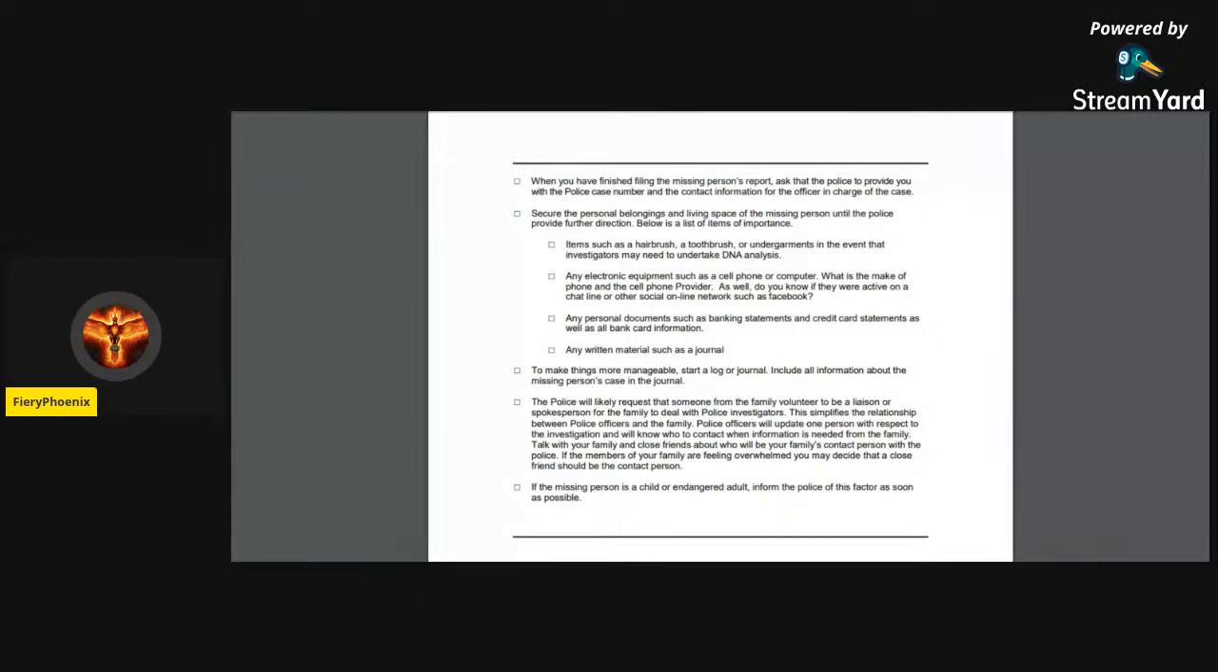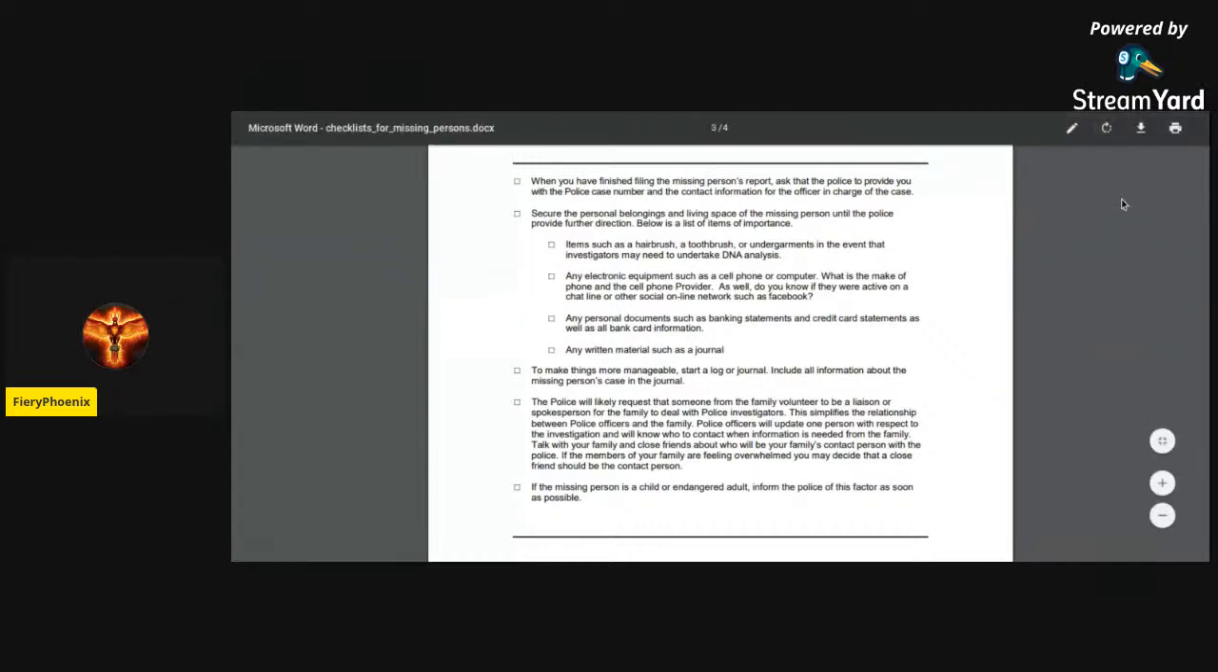And if the missing person is a child or an endangered adult, inform the police of this factor as soon as possible. Wow.